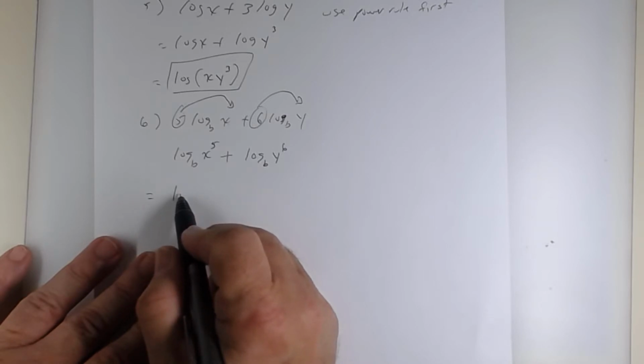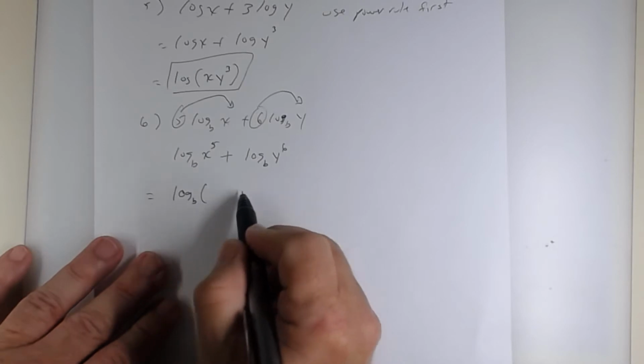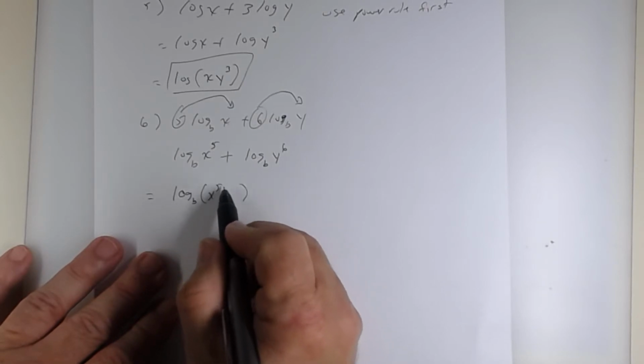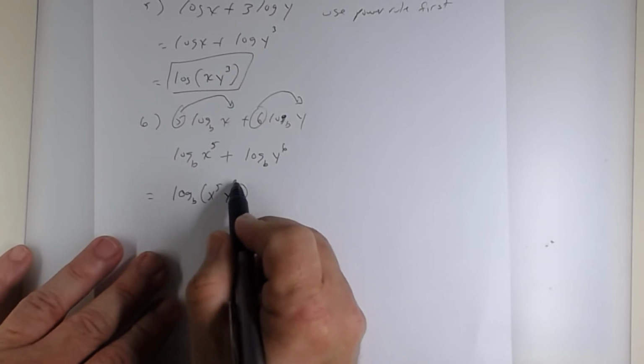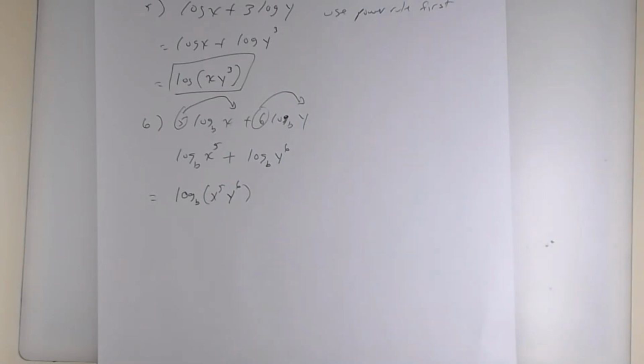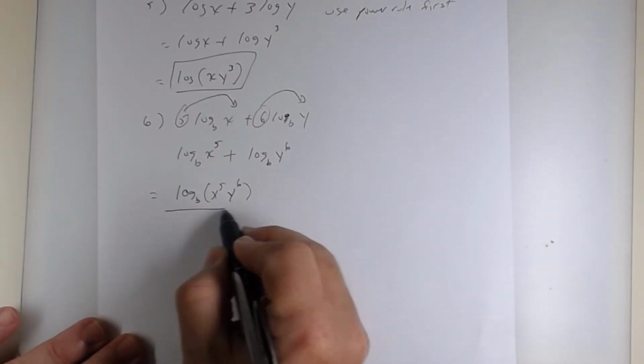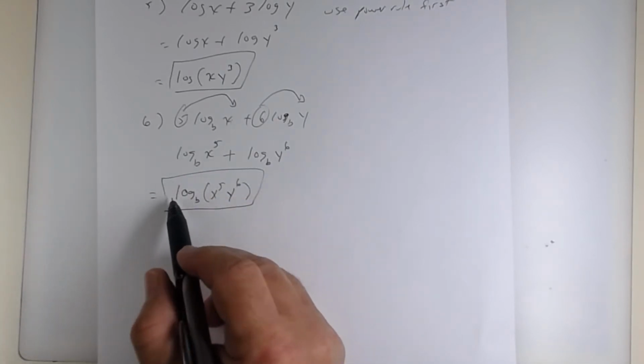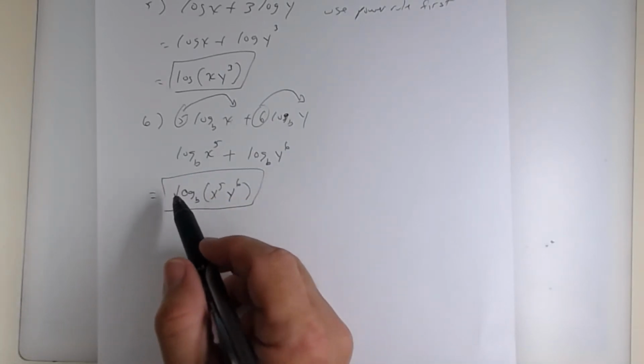What rule? Product. Remember, it's a product, right? x to the 5th times y to the 6th. So that's your answer. You wrote it as a single logarithm, and what's this coefficient out in front?